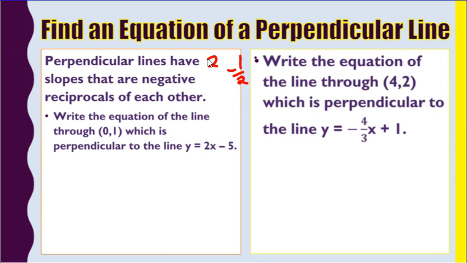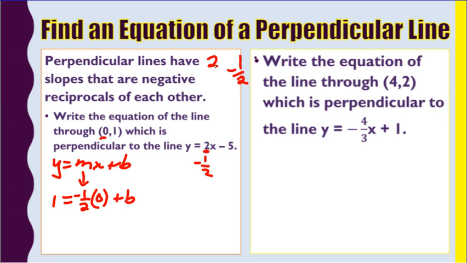So here, write the equation of the line through point (0, 1), which is perpendicular to the line y equals 2x minus 5. So the negative reciprocal of 2 is negative 1 half. So I have y, still going to use y equals mx plus b. So my slope right here is going to be a negative half. My x is 0. My y is 1. And I need to find my b.